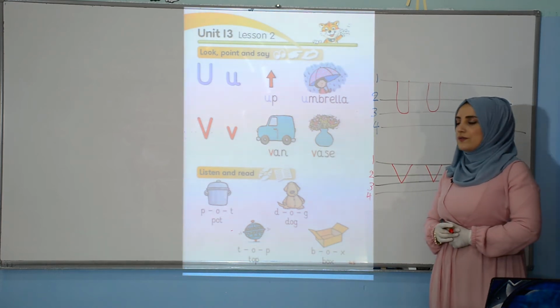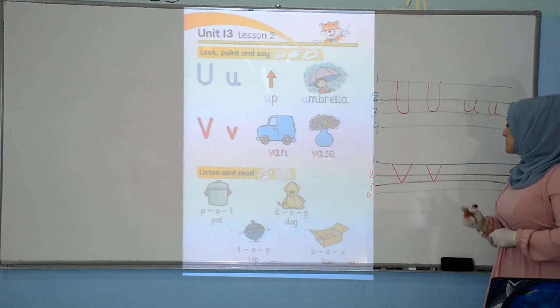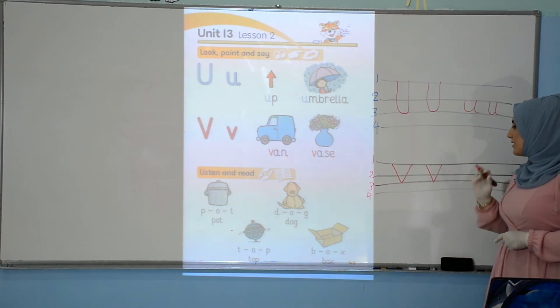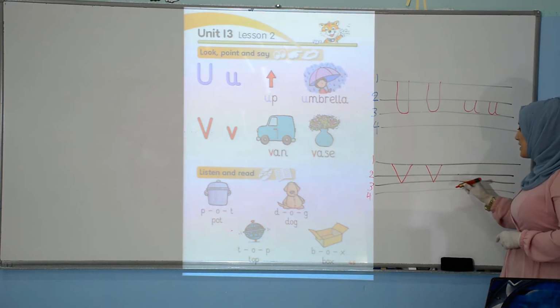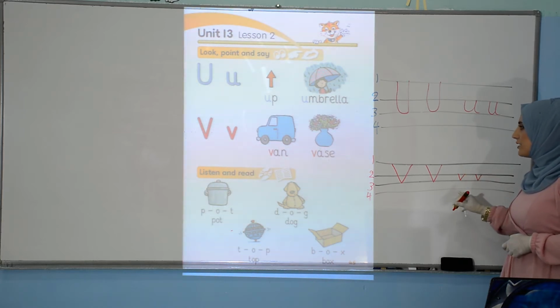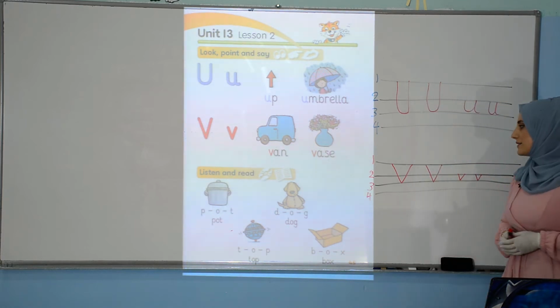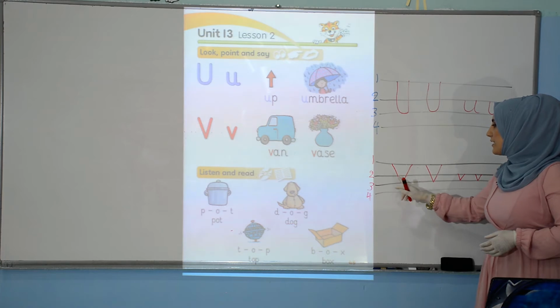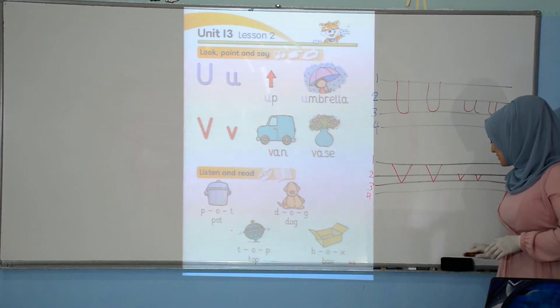What about small v? Capital V and small v, they are the same also in writing, but small v we have to write a bit smaller. We have to start it from line 2, down, up, down, up. This is small v. Small letters we use for writing the names of objects, and capital letters, capital U and capital V, we use for writing our names.